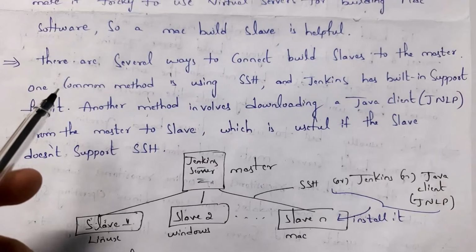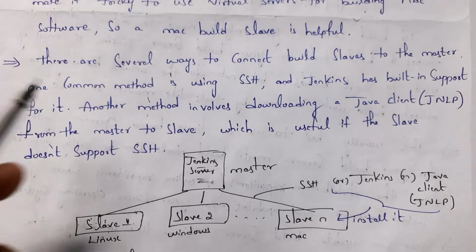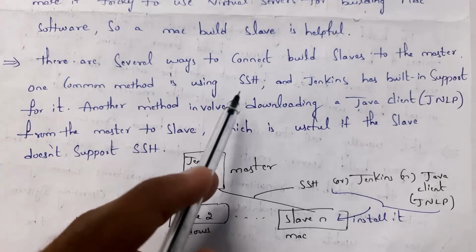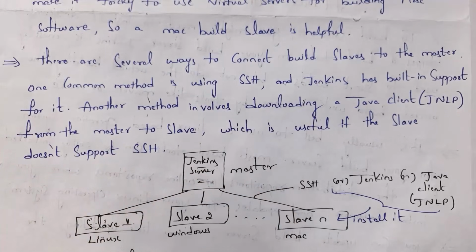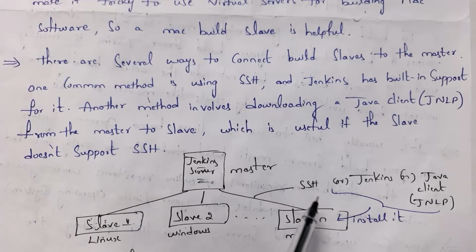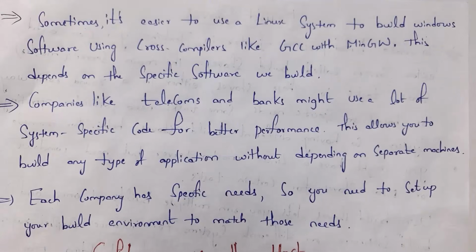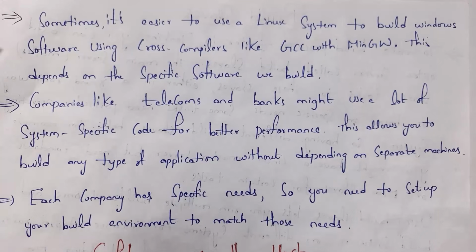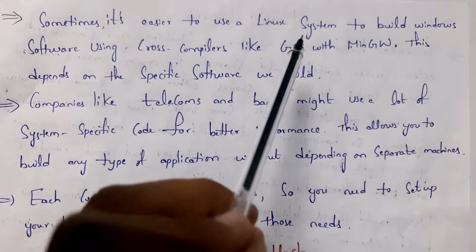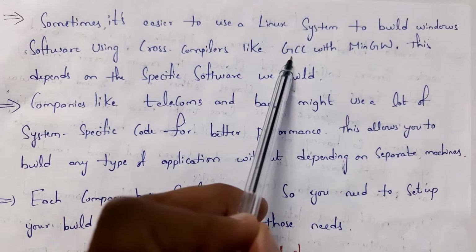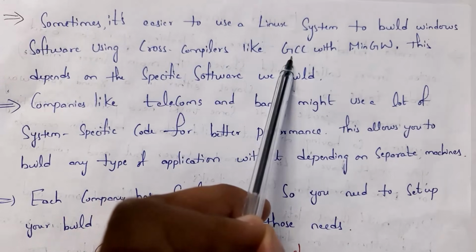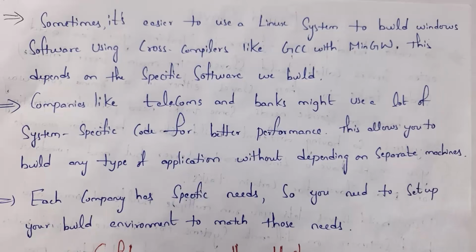There are several ways to connect build slaves to the master. One common method is using SSH or by using Jenkins software, and another method is by downloading a Java client in your slave. If the slave doesn't support SSH, then you can directly use the Java client. Guys, sometimes you can also use Linux servers in order to build software related to Windows. At that time, you need to install cross compilers in your Linux operating system, like GCC with MinGW. Whenever you install this in your Linux server, you can easily build Windows software on the Linux server.